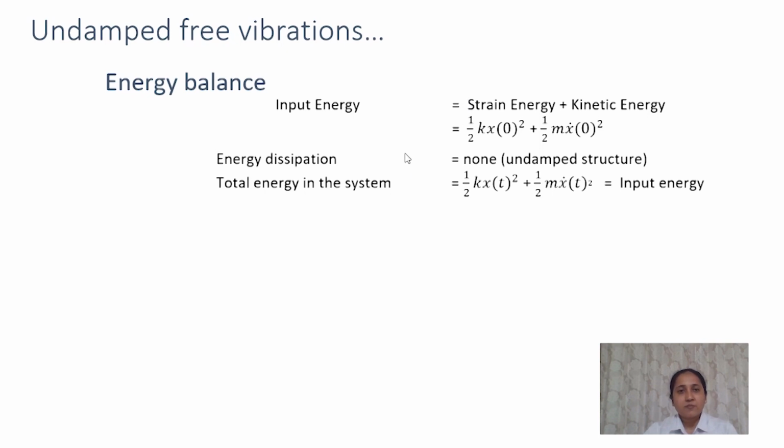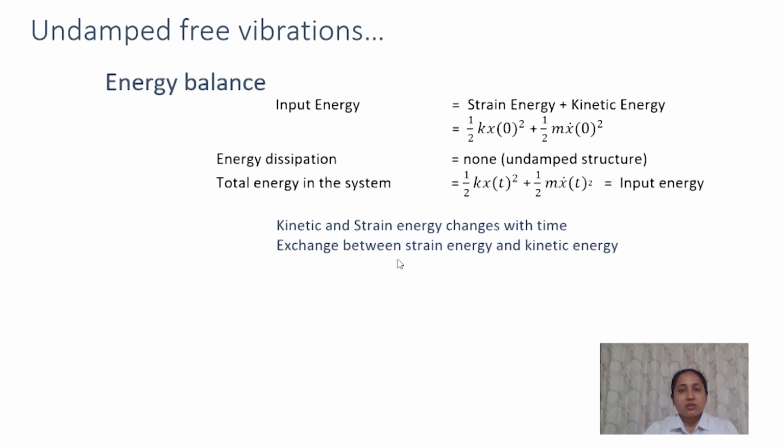But at each instant, the amount of strain energy and kinetic energy will change, because x(t) will change with time and x dot (t), the velocity, will also change with time. So the strain energy and kinetic energy at each instant will be changing, but their sum will not change. Since there is no damping, their sum should be equal to the input energy. So at any instant, there will be an exchange between strain energy and kinetic energy. Let's see that in detail.